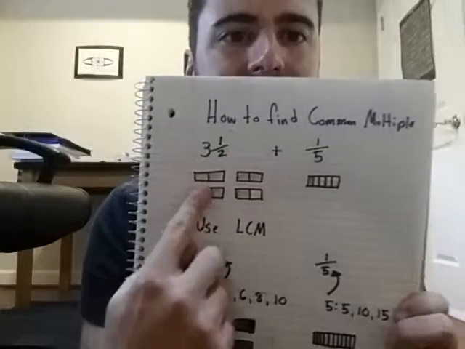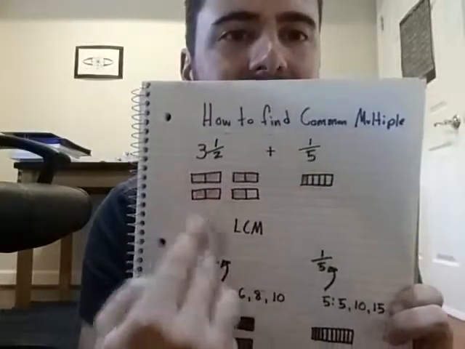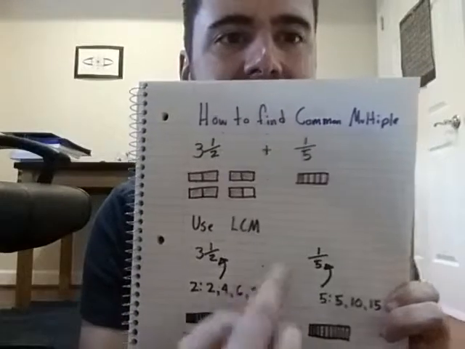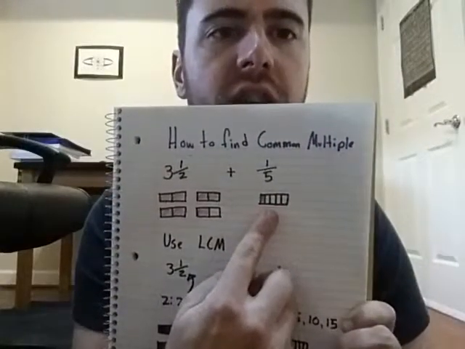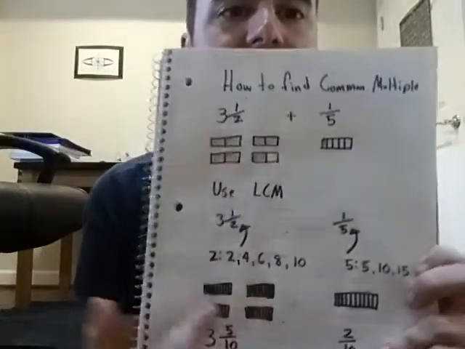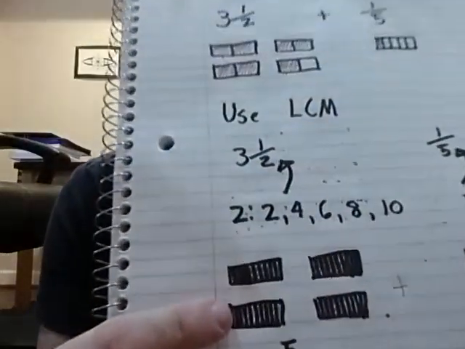So I'm going to take our pieces up here, and I'm not going to cut them in half anymore. I'm going to cut them into our new piece size, which is tenths. We're going to do the same thing here. 1/5, I'm going to take those and cut them into our new piece size, which is tenths. So, oh my gosh, can you see that?